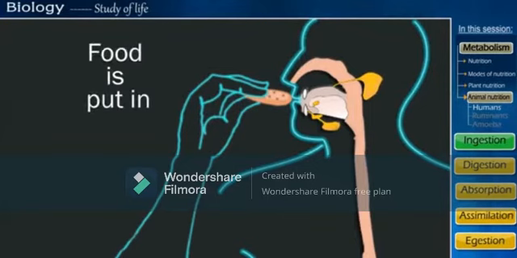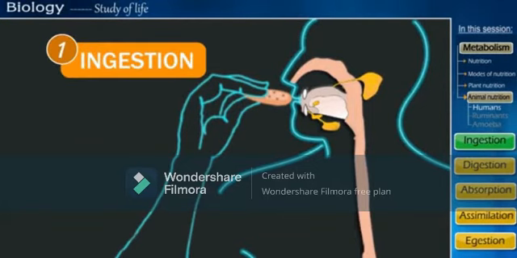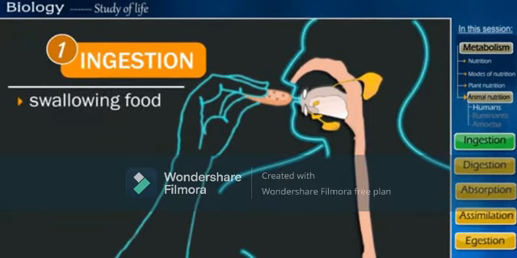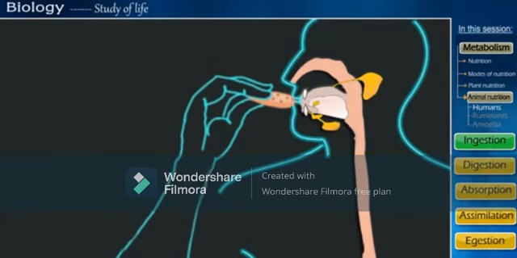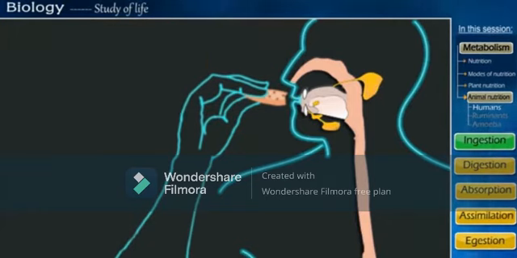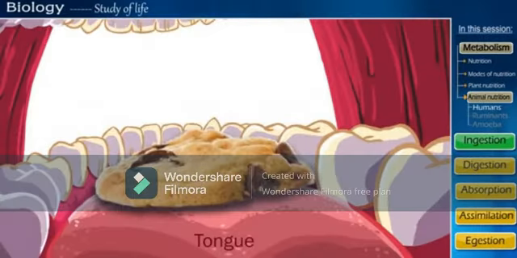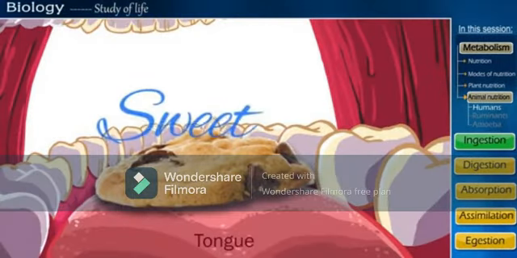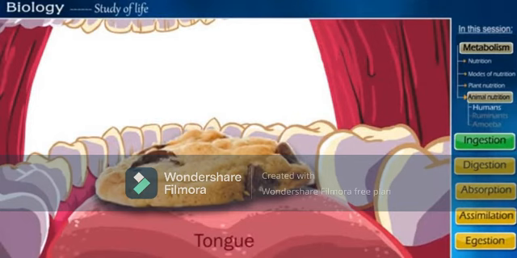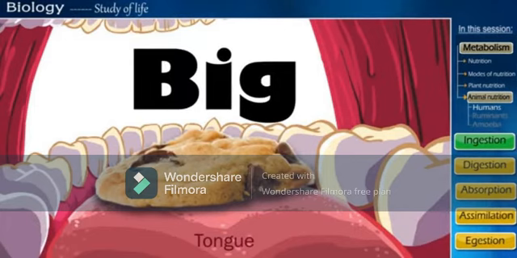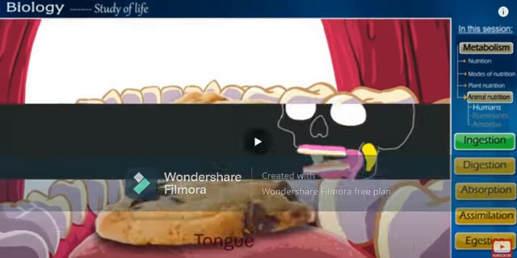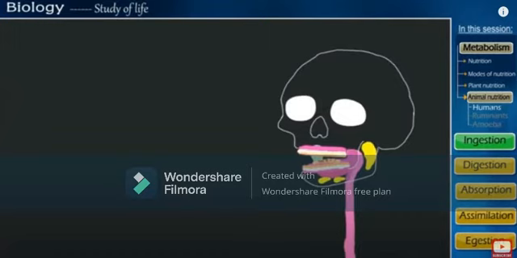that is the first step, the ingestion. It is given a scientific term called ingestion, that is swallowing of food, from where the food is passed to the other parts of the body. The food that is present in the mouth can be tasted, either sweet or sour. Then it can also be seen whether the food part is big or small, because to swallow it, it should be in a smaller size.